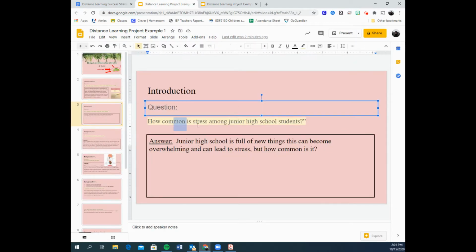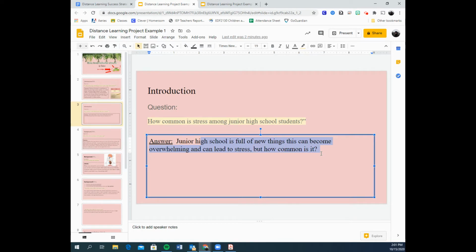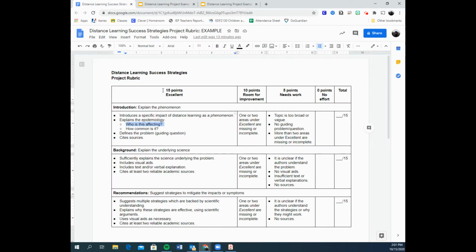Also in the introduction, how common is it? Junior high school is full of new things. This can become overwhelming, can lead to stress, but how common is it? Sounds like they kind of wanted that to go before that first question. So clearly this is something they're still working on organizing.